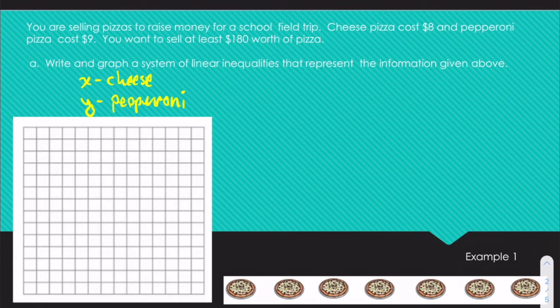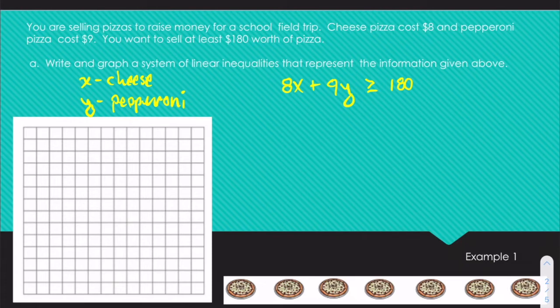So write and graph a system of linear inequalities that represents the information given above. So we know that cheese pizza costs $8, but the X represents how many cheese pizzas there are. And so we can say 8x, and we can say plus 9y. So 8x, isn't that the amount of money made selling cheese pizza? And 9y, that's the amount of money made selling pepperoni pizza. And you want at least $180 worth of pizza. So we want 180. And we're saying at least again, so we want this to be greater than or equal to 180.